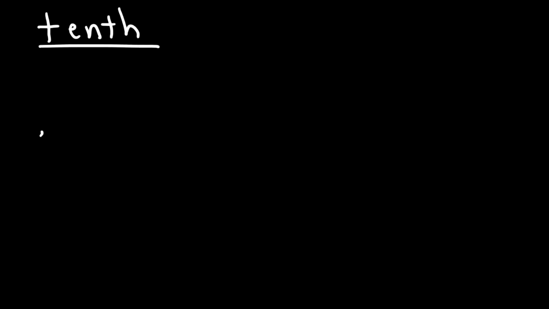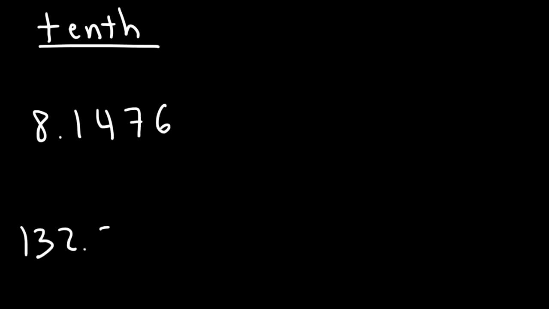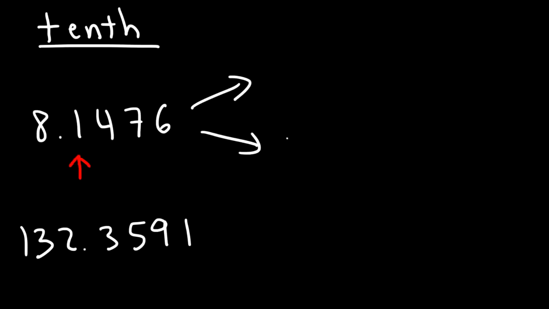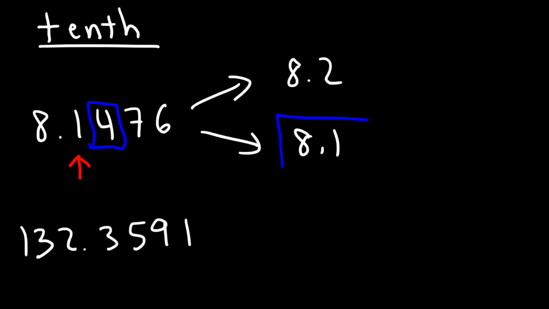So let's say 8.1476 and 132.3591. So let's identify the tenths place. So either we're going to keep it at 8.1 or round it up to 8.2. Looking at the next number, it's 4 or less, so we're going to round it down to 8.1.